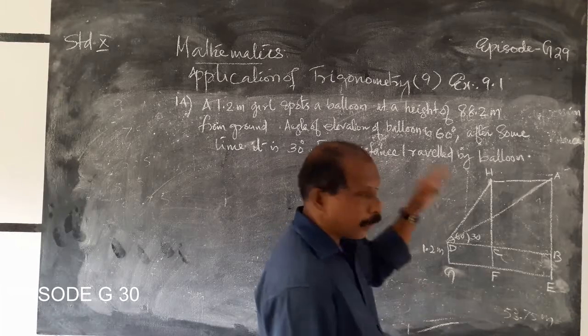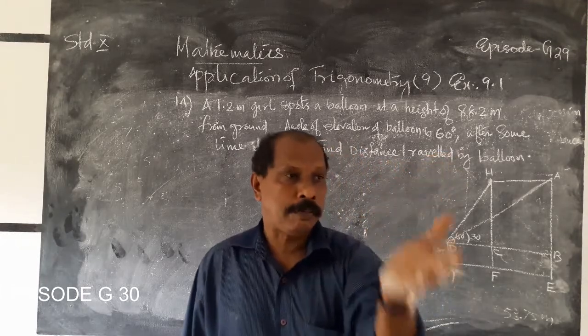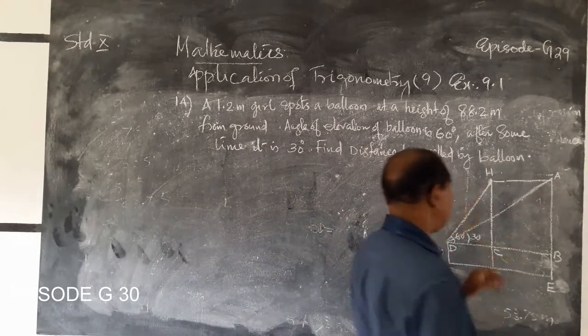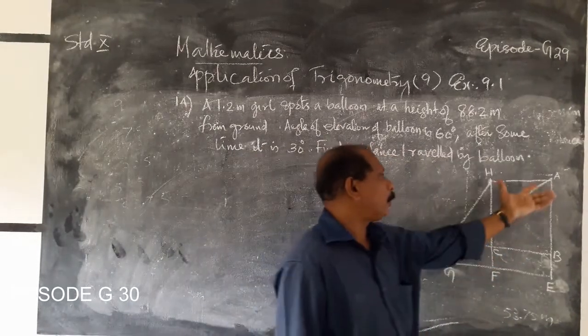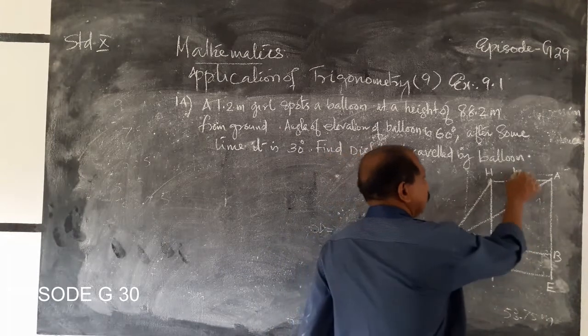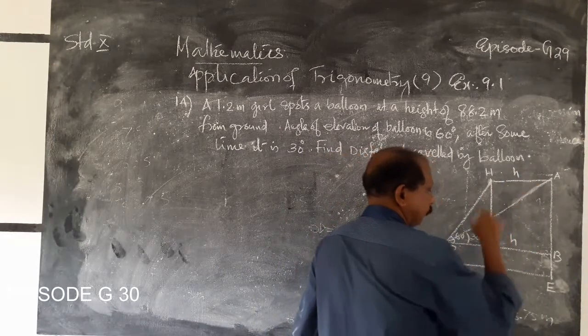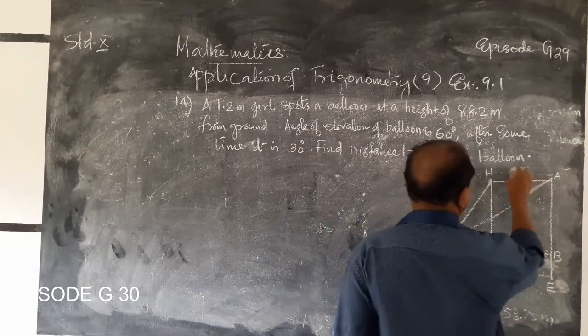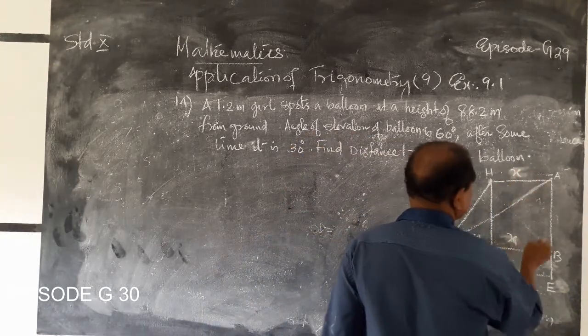And after some time, the balloon moves in a horizontal way. Therefore, the angle of elevation of the balloon is 30 degrees. We can find the distance between these two. This is H. It is x.